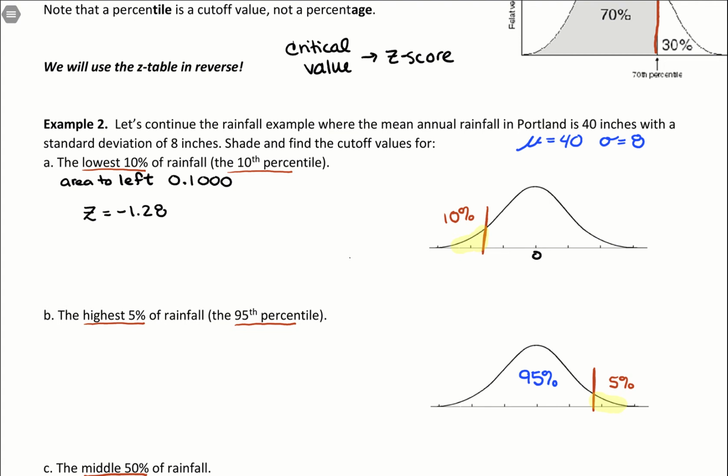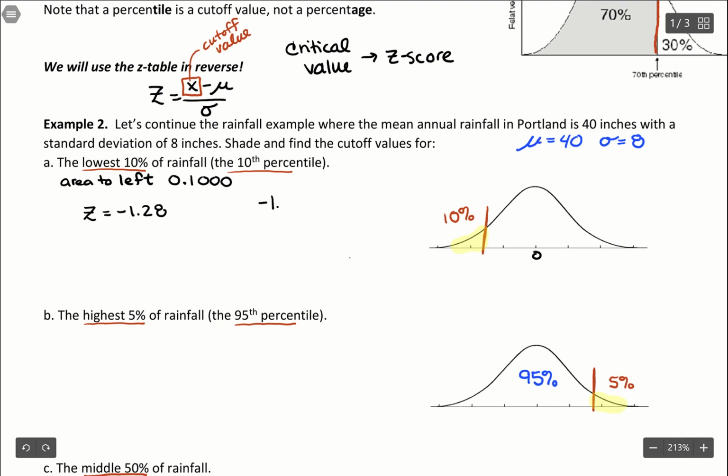So this is where we need to change our z-score into something that matches up with, in this case, the context of rainfall. So to do that, we need to go back to our z-score formula. So remember, z is taking our x value minus the mean over standard deviation. And now what's going to happen with these questions is we'll have all of the information except for our x value. And it's our x value, that's our actual cutoff value that we want to find. So we'll have to do a little bit of algebra here.